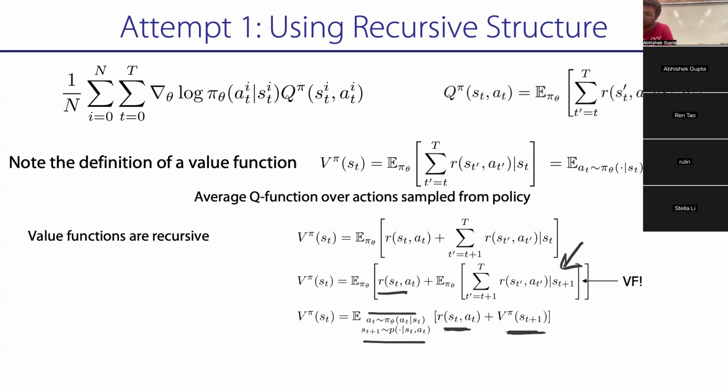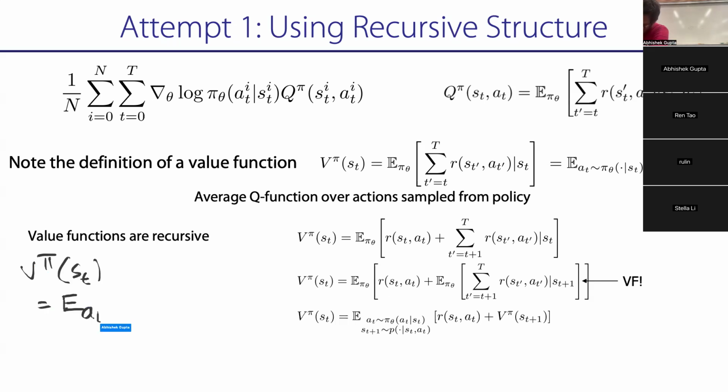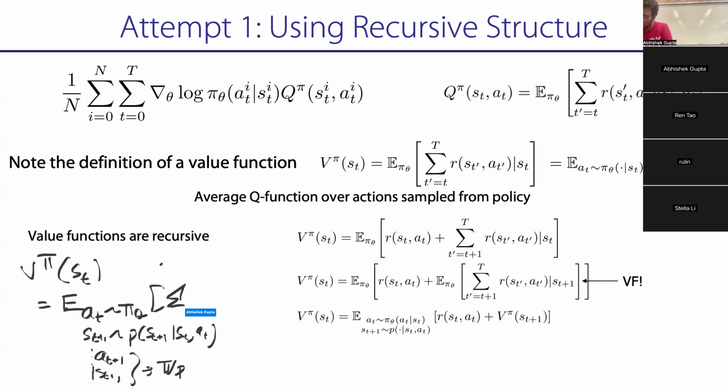So let's decompose this a little bit more, and let's make sure we didn't jump steps. I think it's helpful to expand these expectations a little bit, right? So V pi is going to be an expectation of A_t coming from your policy, S_{t+1} coming from your dynamics, and let's say all future actions and states came from your policy and dynamics, right? And it's going to be the sum of rewards, right? That is your value function.